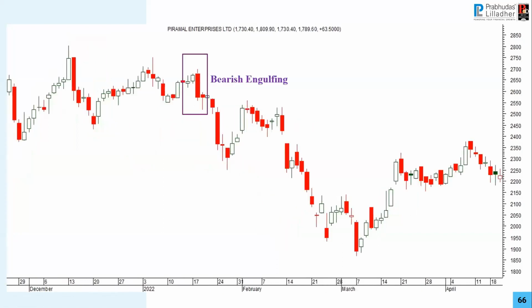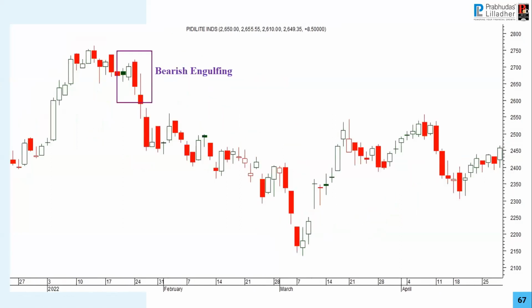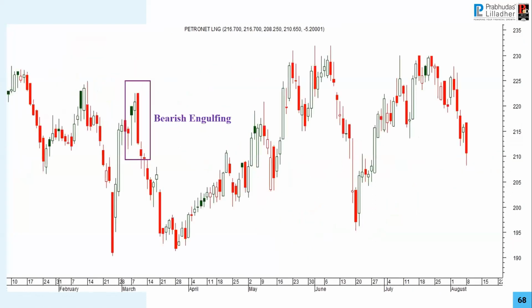Similarly, we see in Piramal, the bearish engulfing gives us a prominent downslide. Here is one more example on Pidilite, as one can notice in the box, and we have got a successful trading strategy here as well.